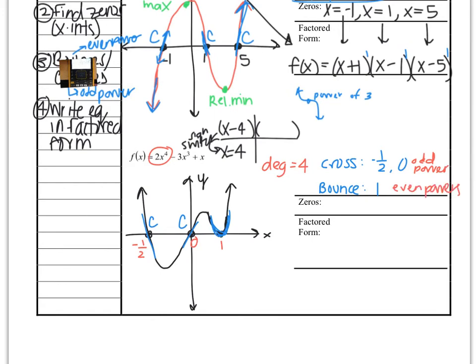So the zeros were located at x equals negative 1/2, x equals 0, and x equals 1. So we're going to translate that into factored form. So let's start with the x equals 0, because that is going to be really easy. It's just x plus 0. And then let's also talk about the x equals 1. That's going to be nice and easy, x minus 1. But it's this x equals negative 1/2 that can cause you a little bit of trouble.